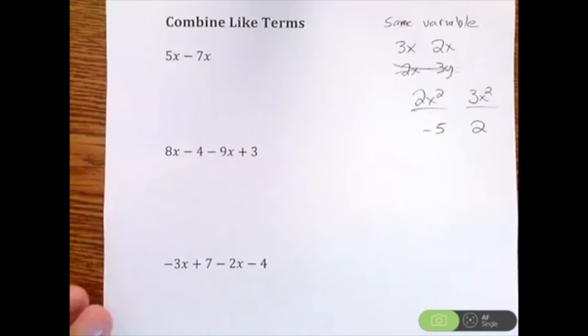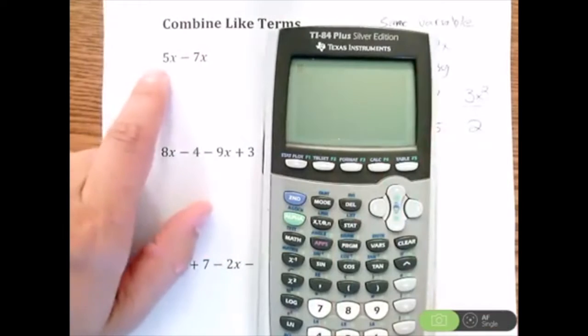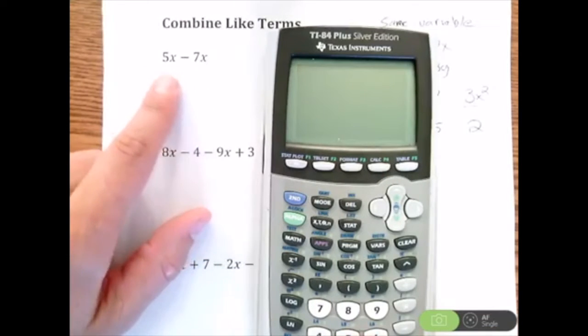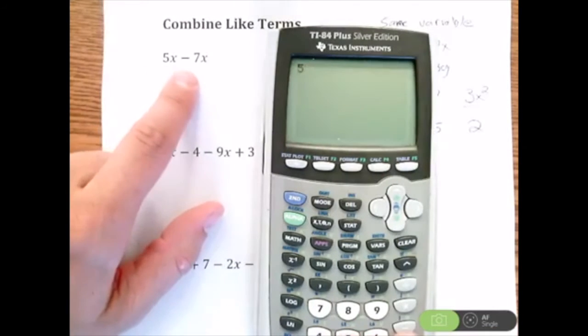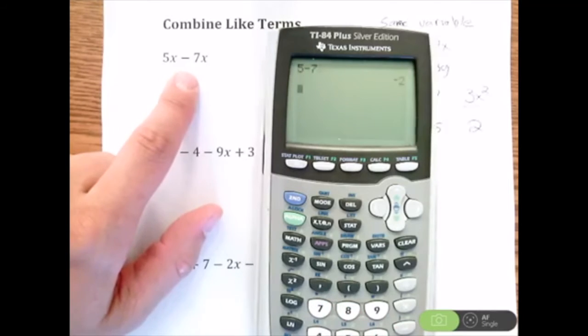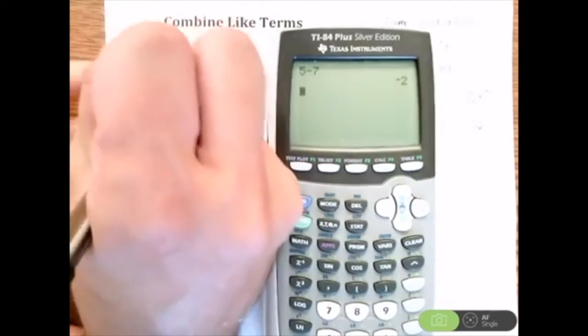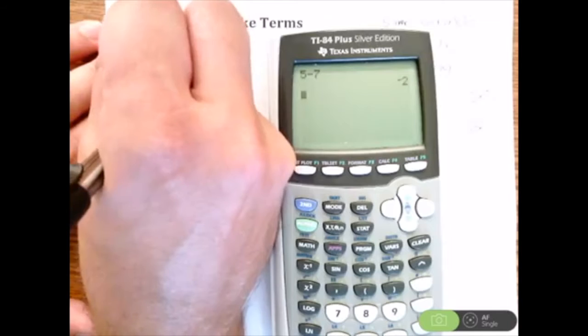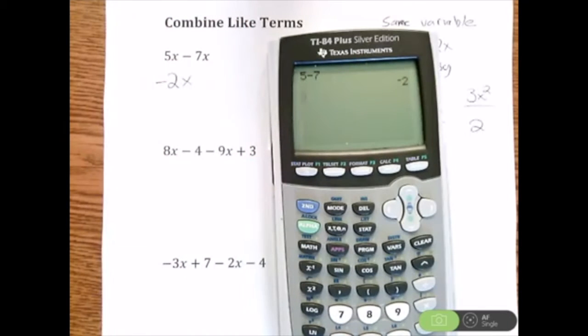If you're struggling a little bit with this, here's how you combine them. So I would use a calculator and look at, well, I have 5 minus 7. And what do I get? I get -2. Now the thing you don't want to forget there is that x is still attached. So our next problem, 8x minus 4 minus 9x plus 3.